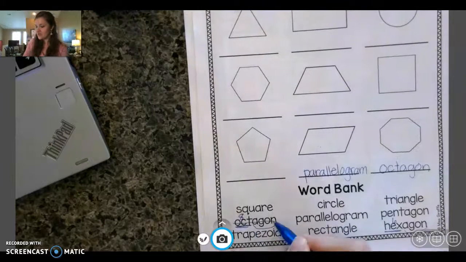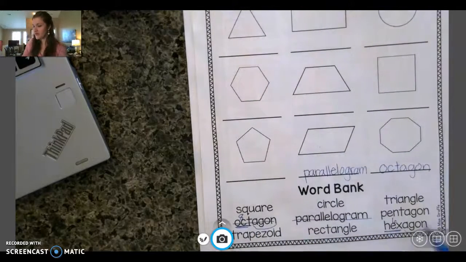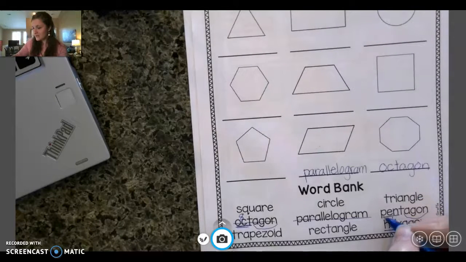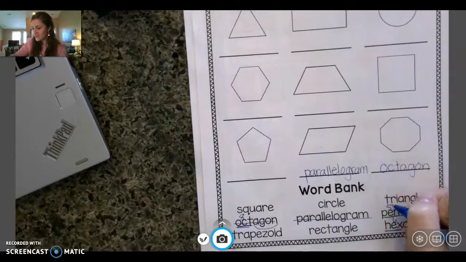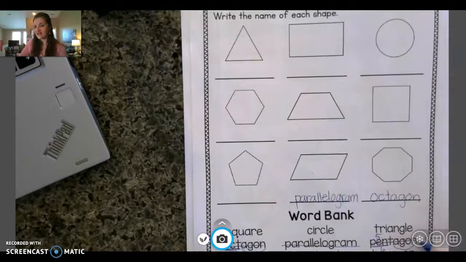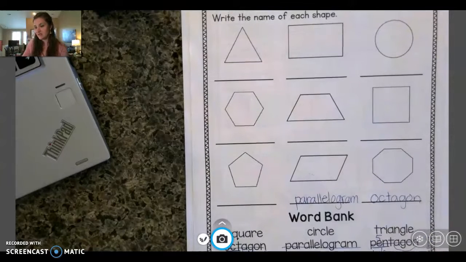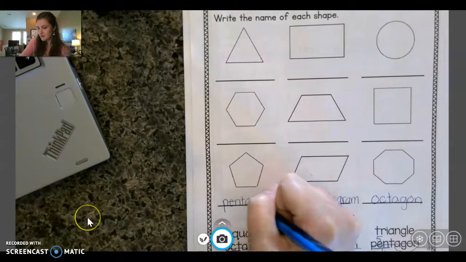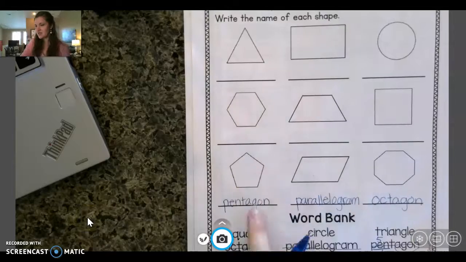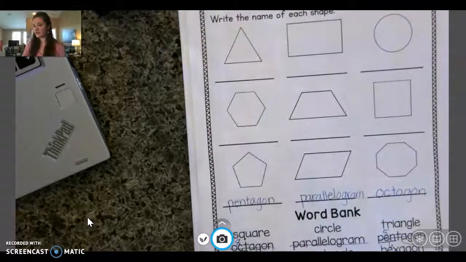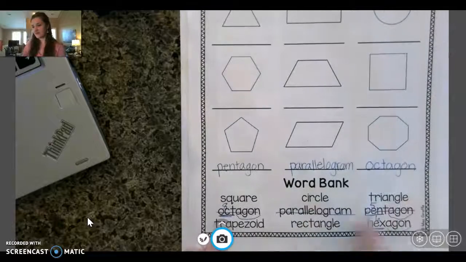Okay, so we've done octagon, we've done parallelogram. You can do rectangle and triangle. Pentagon, here we have that agon again, and this time it's pent. And pent means 5. So a pentagon has 5 sides. Do you see which one is a pentagon? It's right here. Okay, so these 3 on the bottom were new, but these 6 on the top, you should be able to pick from the words in the bank.